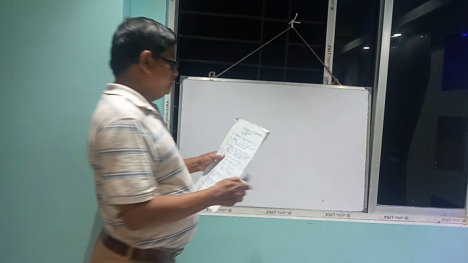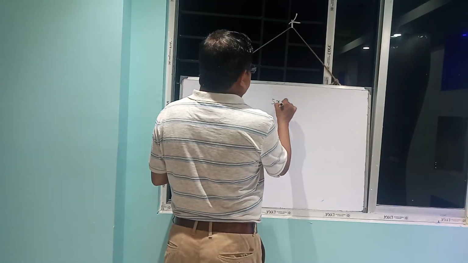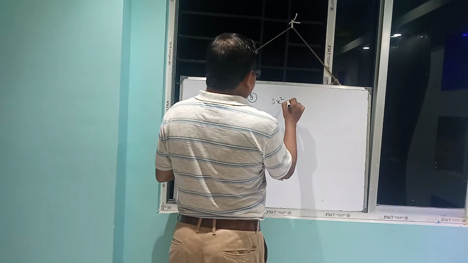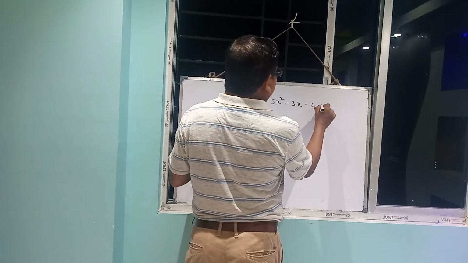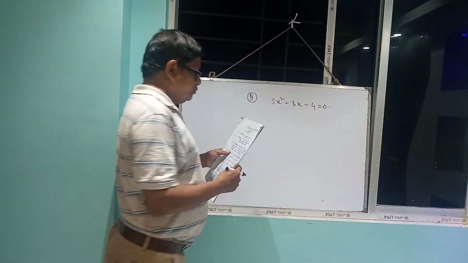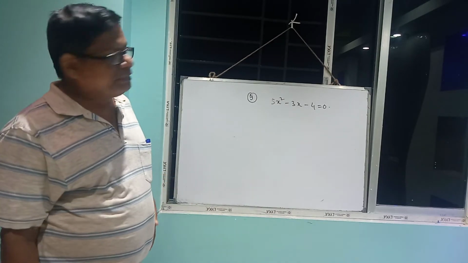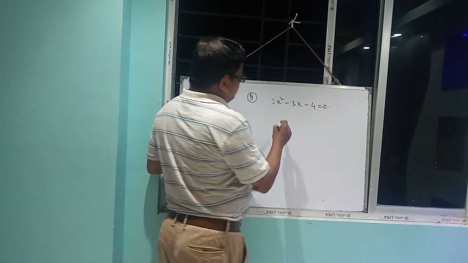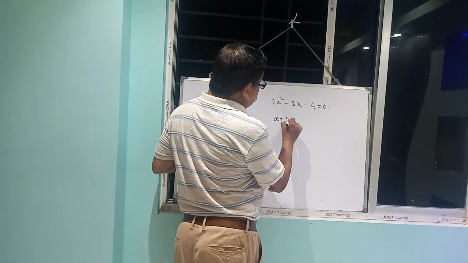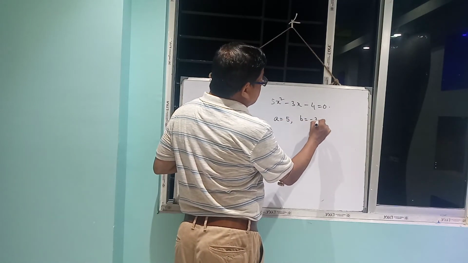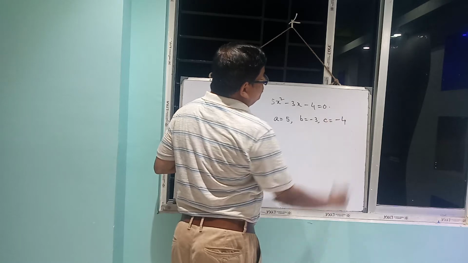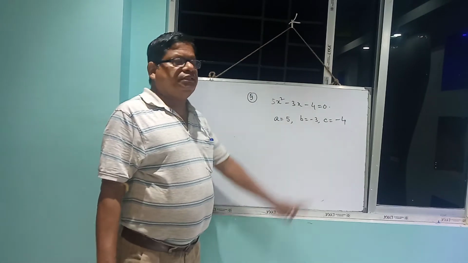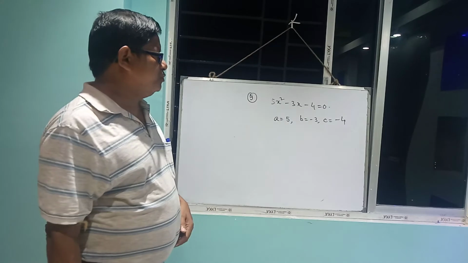Now see, solve 5x square minus 3x minus 4 equal to 0, up to 2 or 3 decimal places. So first you write a equal to 5, b equal to minus 3, c equal to minus 4.